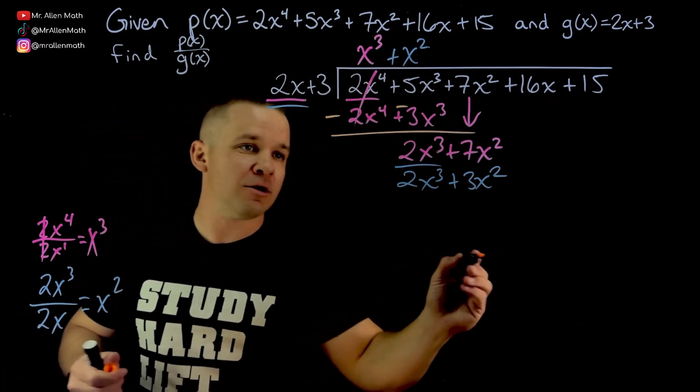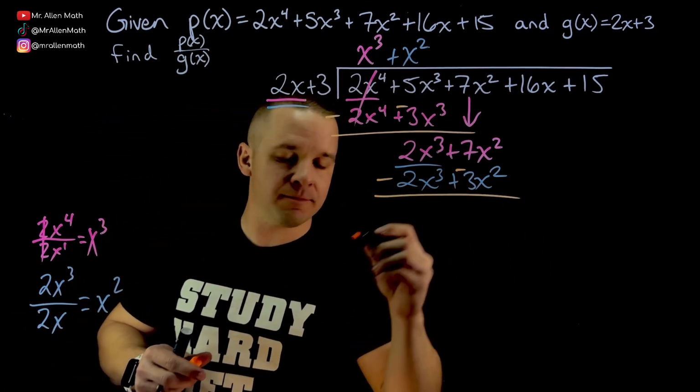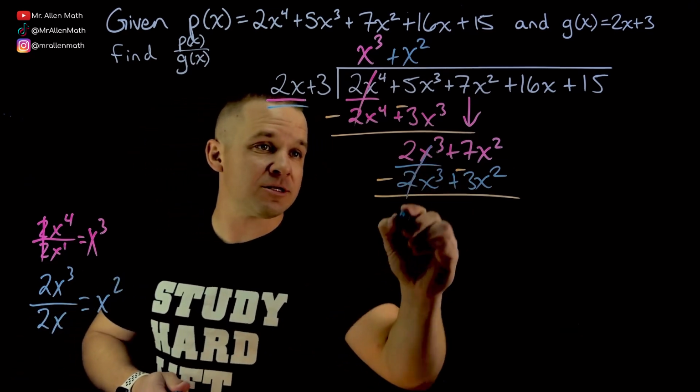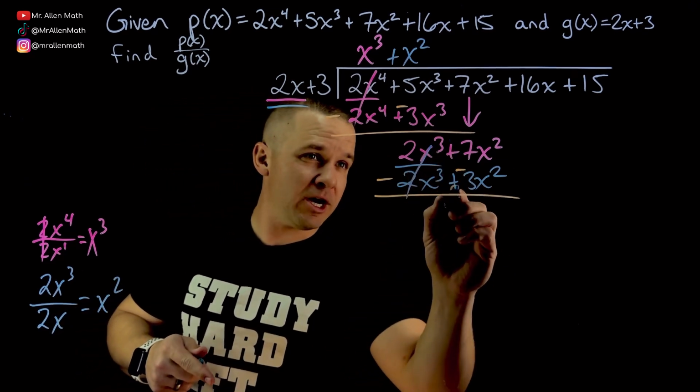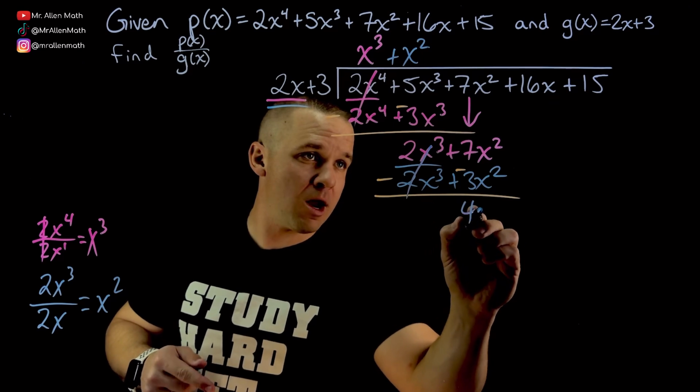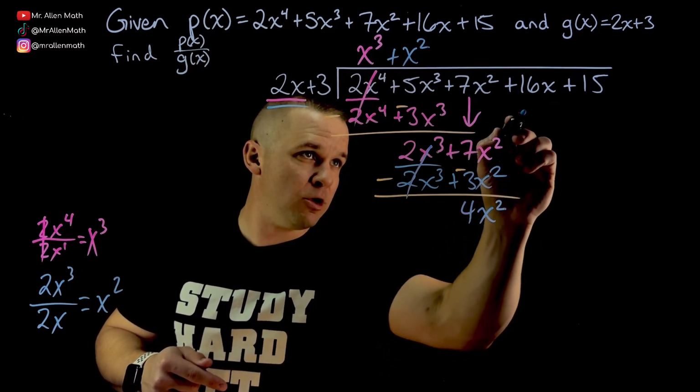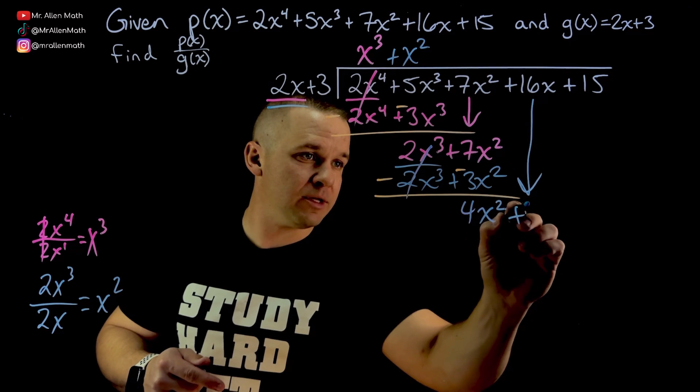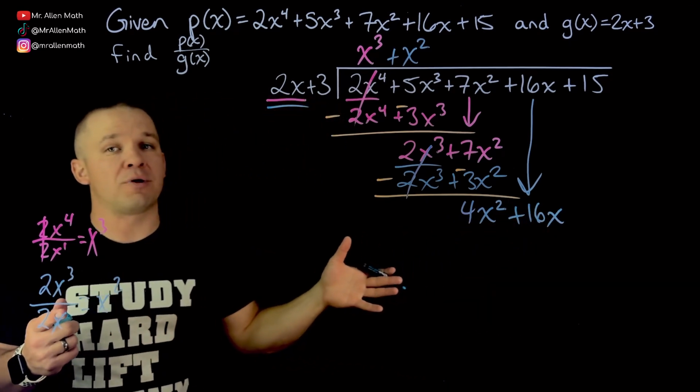So I'm going to grab the other color, draw my line, change the sign. These two cancel. They always will. This one here, we're going to have 7 minus 3. We're going to get 4x squared. Next move, drop it like it's hot. Bring the 16x down. We're going to start the process over.